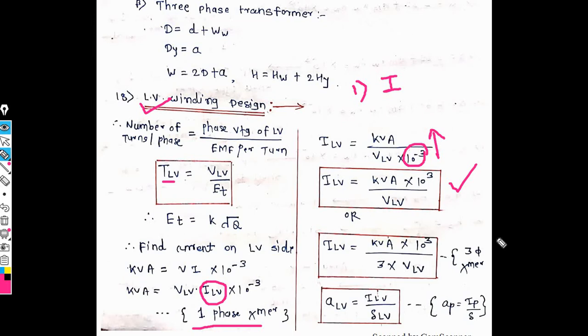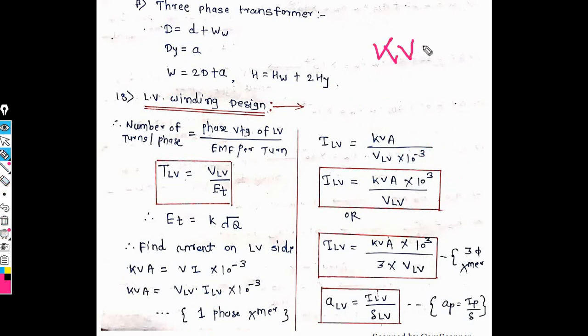Then for the three phase transformer, the same formula applies, that is, KVA is equal to 3 into V into I into 10 raised to minus 3.